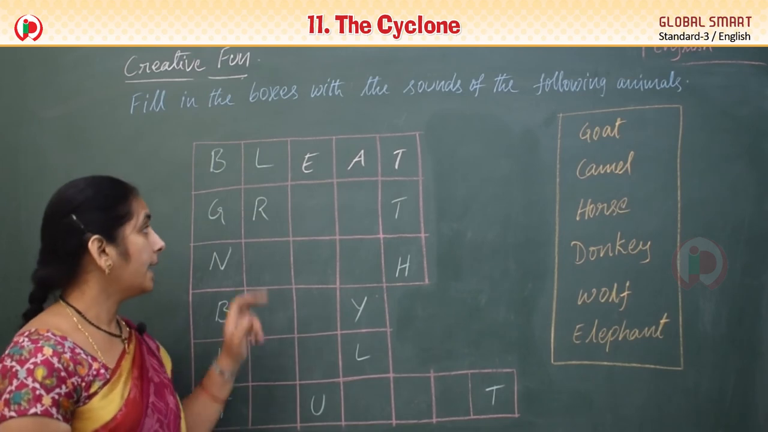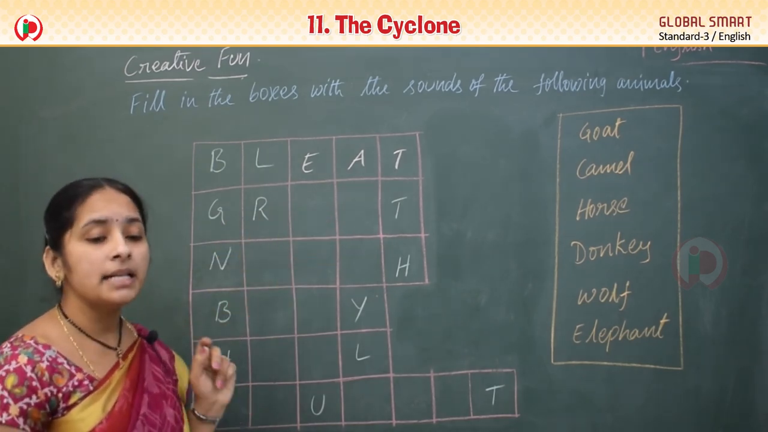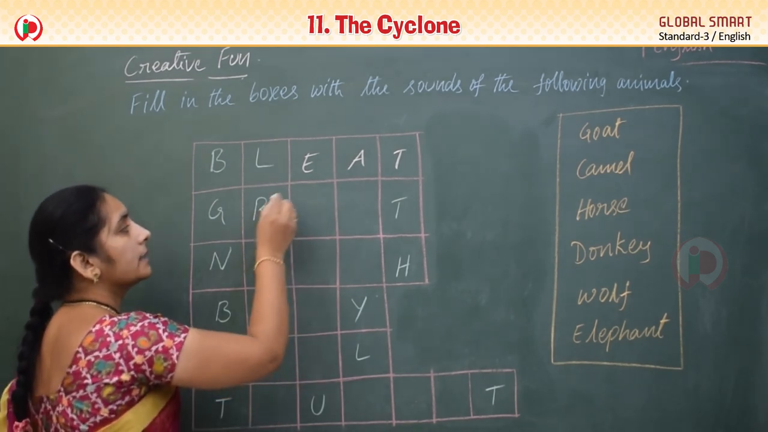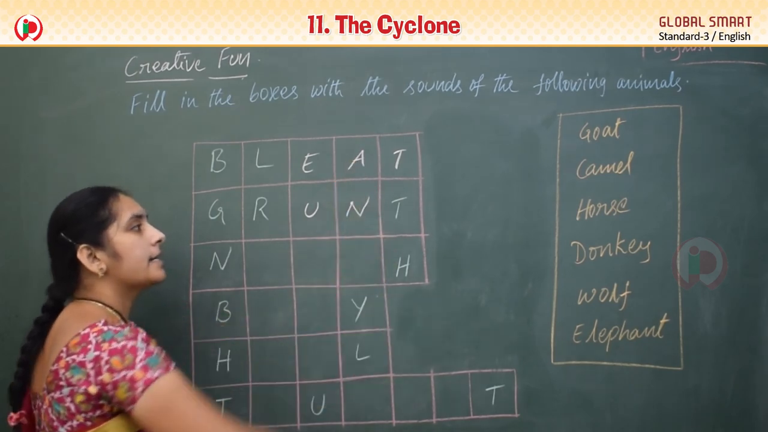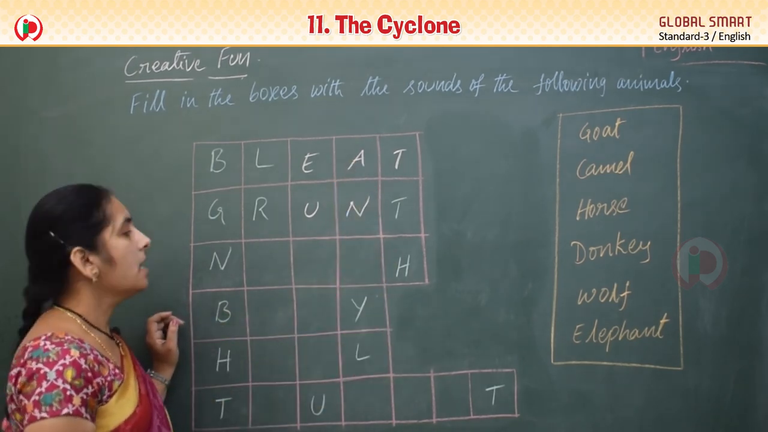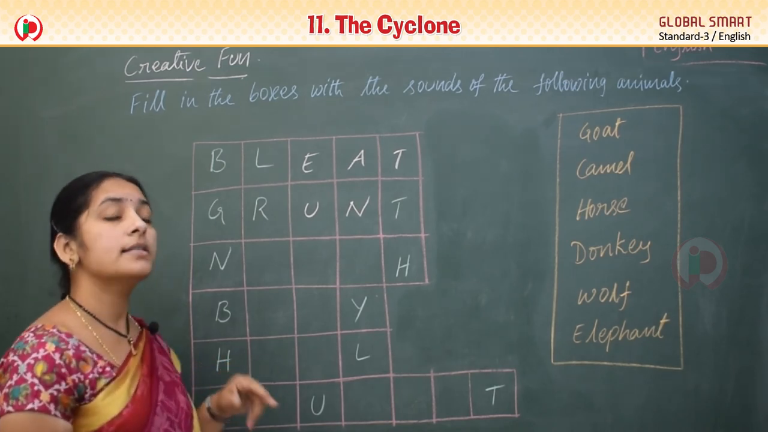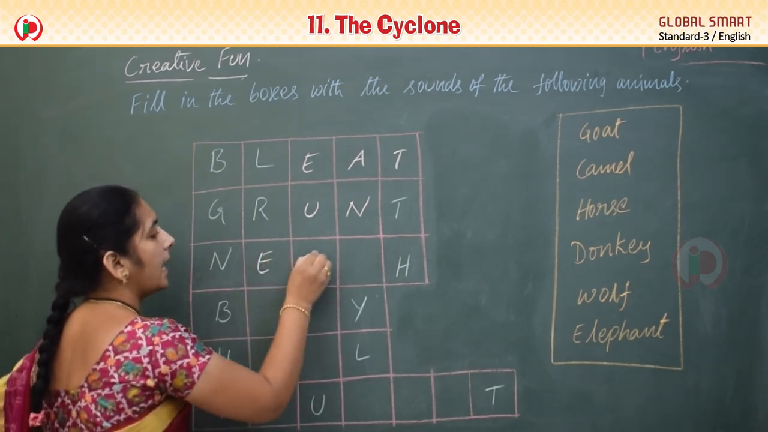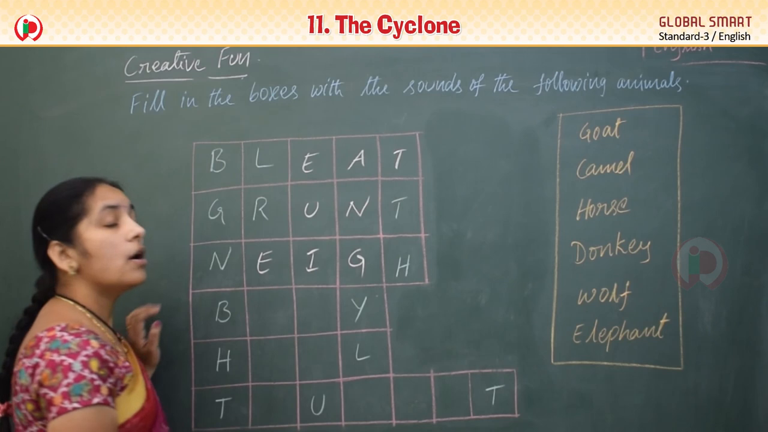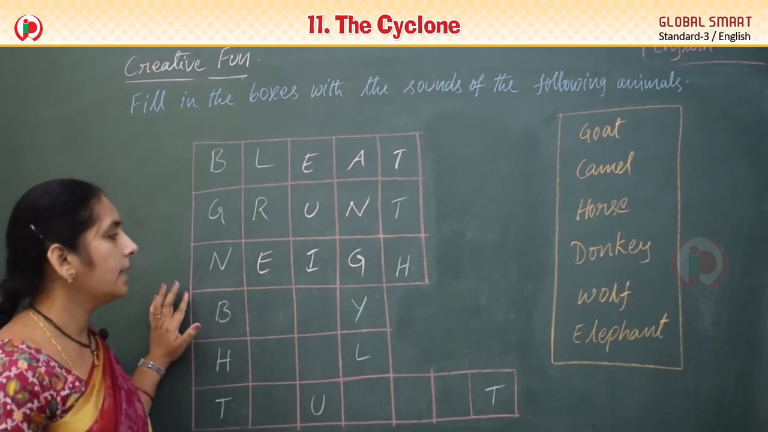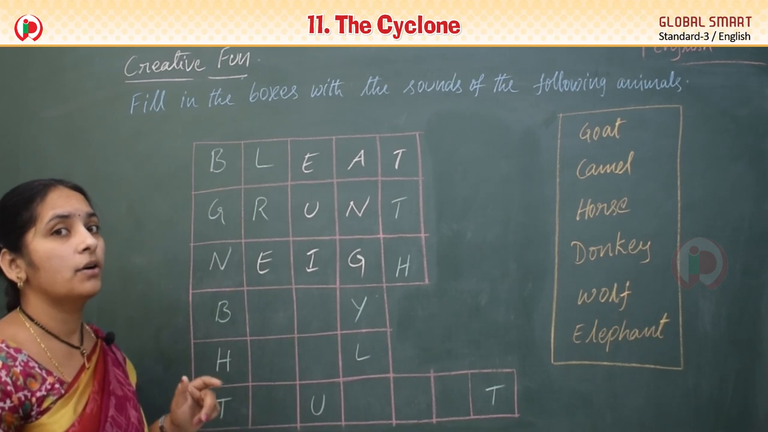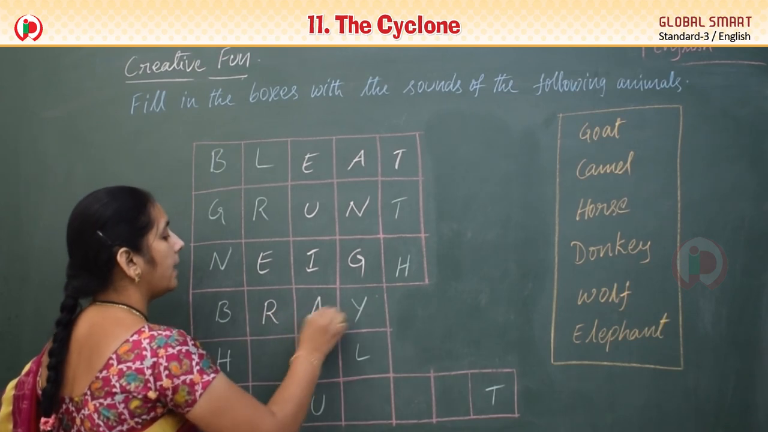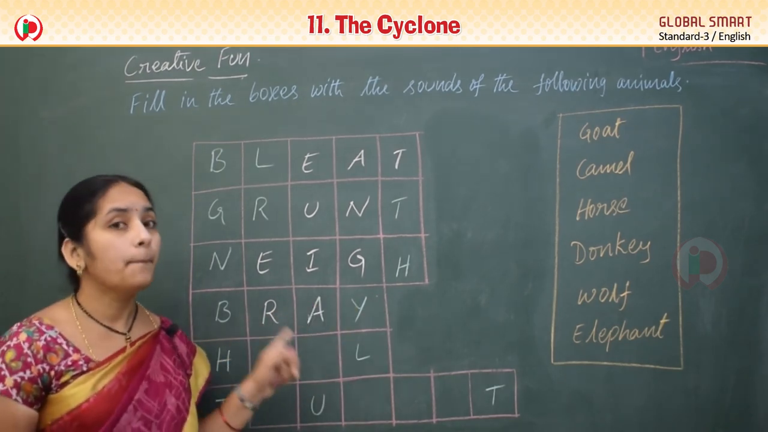Okay? And next one, camel. Camel sound we call it grunt. G-R-U-N-T. Grunt. Horse sound we call it neigh. Okay? Next one, donkey sound we call it bray. B-R-A-Y. Donkey sound we call it bray.